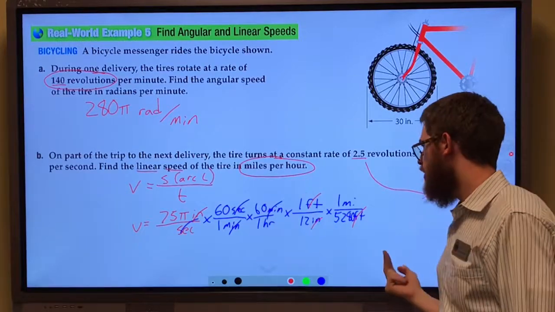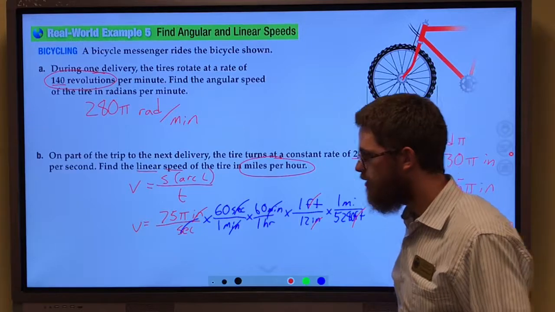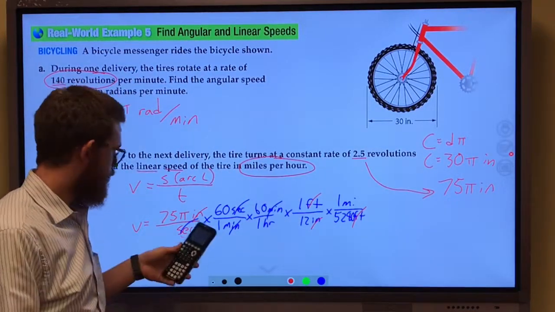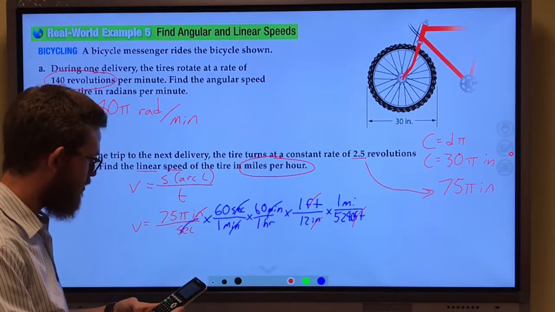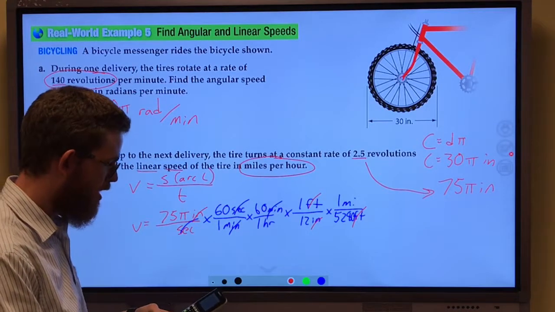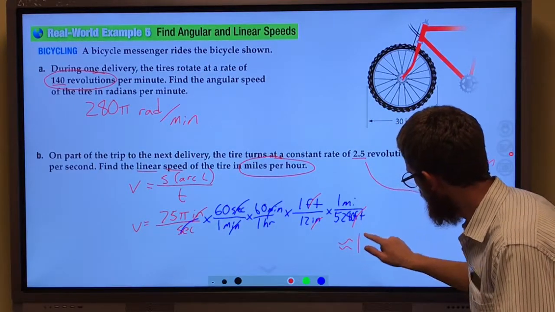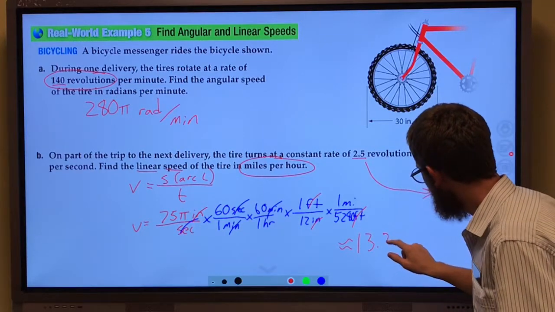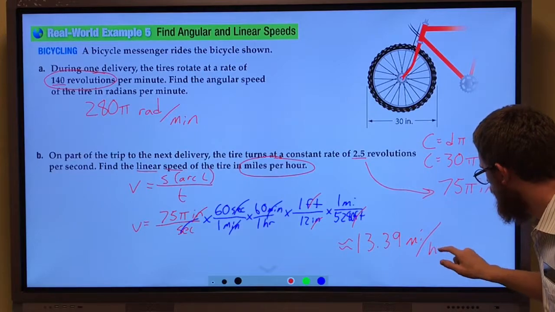We have to multiply across the top, divide by everything on the bottom, and we do this. 75 pi. I'm just going to go ahead and type pi in there instead of getting an exact answer. Times 60 times 60, divided by 12, and then divided by 5,280 gives me about 13.39. What am I in? I'm in miles per hour.